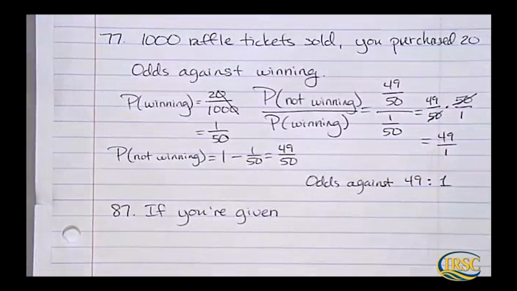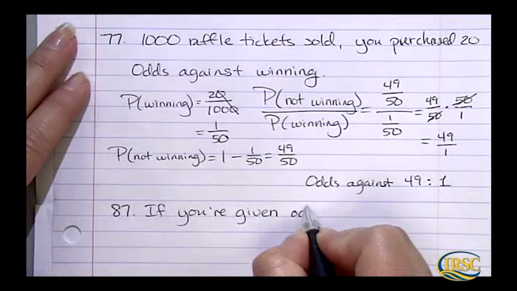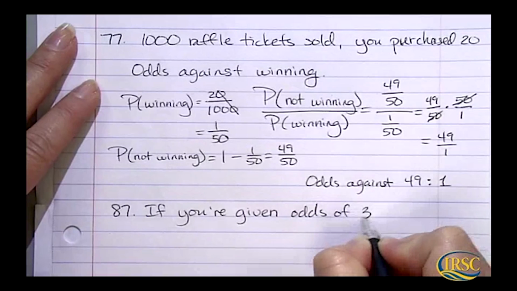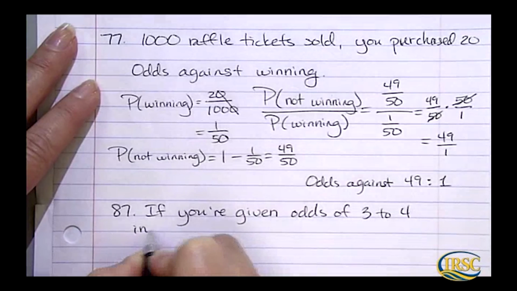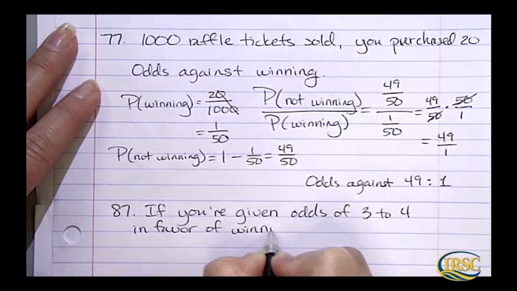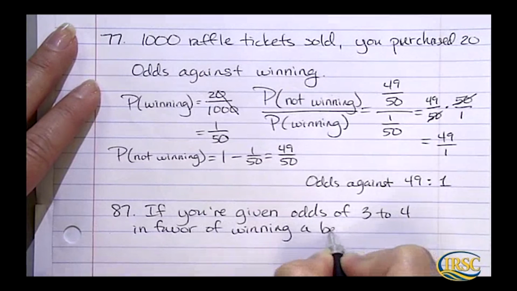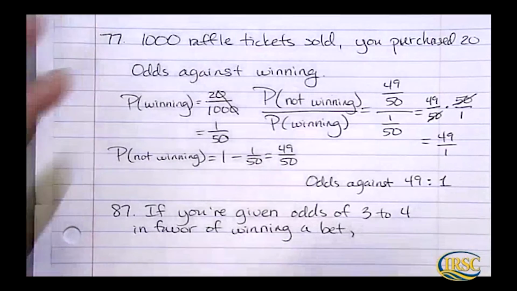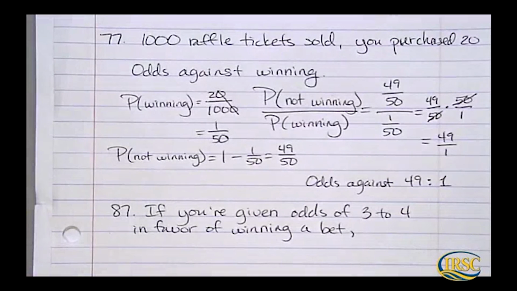Okay, number 87. If you are given odds of 3 to 4 in favor of winning a bet, what is the probability of winning the bet?